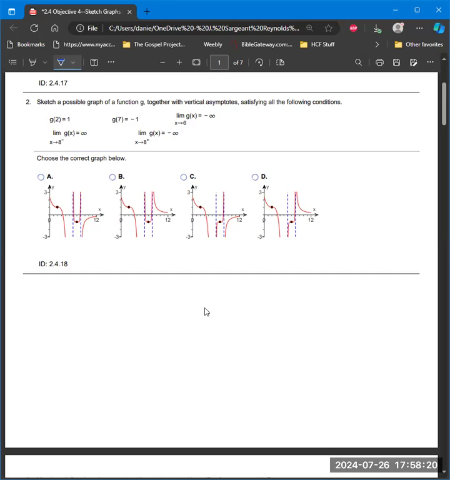satisfying all of the following conditions. So we need g of 2 to be 1. So that looks like that's on all of them. G of 7 is equal to -1. And that appears to be okay with all of them. Limit of g of x as x approaches 6 is negative infinity. So we have to go to negative infinity on both sides of 6. So that would be not this one and not this one. This one would be okay, and that one would be okay so far.